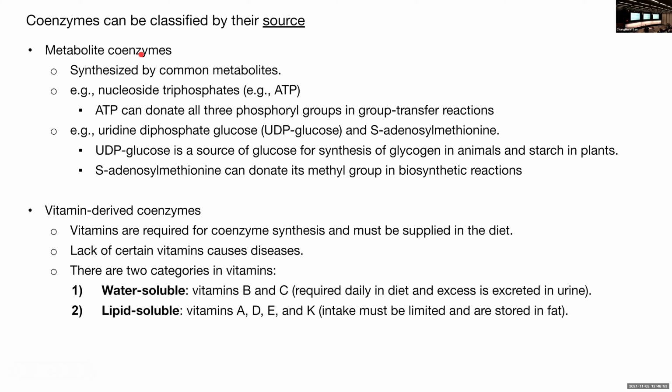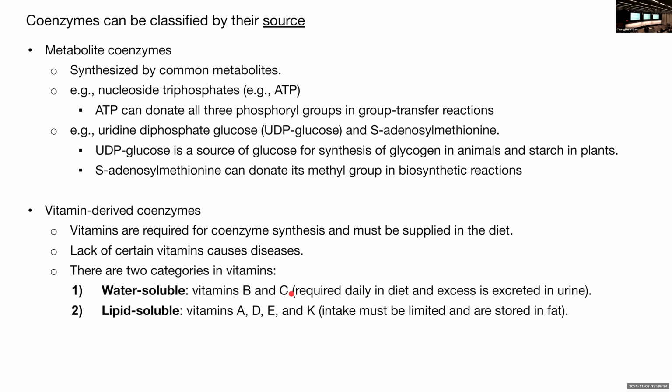As opposed to metabolite coenzymes, which you can actually get within the system, there are vitamin-derived coenzymes. Again, that's typically something you have to take in from another food source. And they're required for coenzyme synthesis too, so they can work as precursors for the coenzymes. And of course, lack of certain vitamins causes certain diseases. And there are two subcategories of vitamins, especially those used for making coenzymes: water-soluble and water-insoluble, or lipid-soluble. And these are the classes, basically.